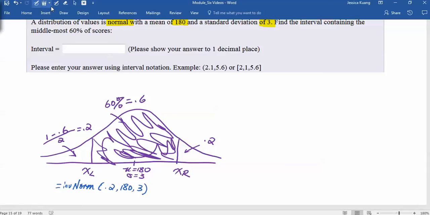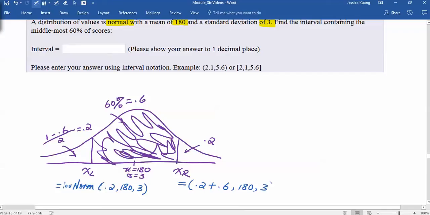And for the right boundary, notice the area to the left hand side of this right boundary will be 0.2 plus 0.6. So collectively I have 0.2 plus 0.6, and the mean once again is 180 and the standard deviation is 3. And of course, what I really mean is I'm going to use the function inverse norm.